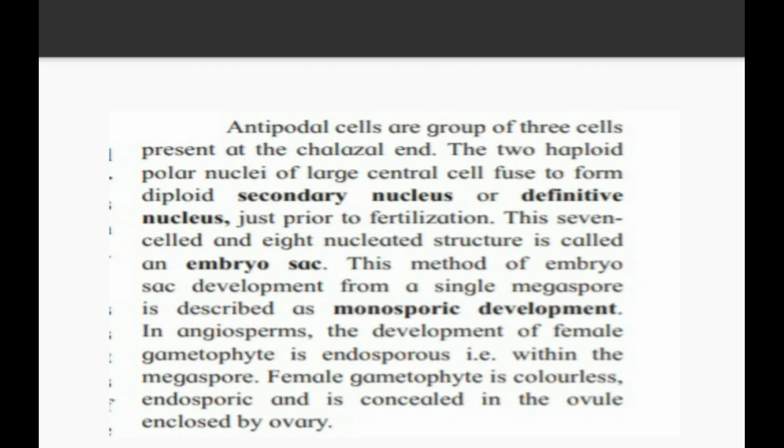Antipodal cells are a group of 3 cells present at the chalazal end. The 2 haploid polar nuclei of the large central cell fuse to form a diploid secondary nucleus, or definitive nucleus. Definitive nucleus is another name for the secondary nucleus. Just prior to fertilization means what?